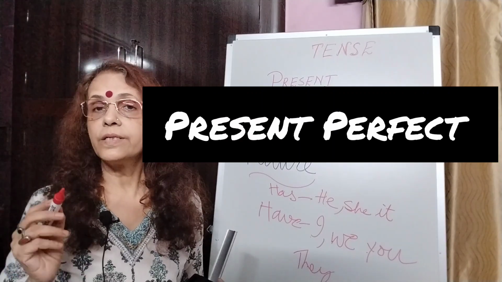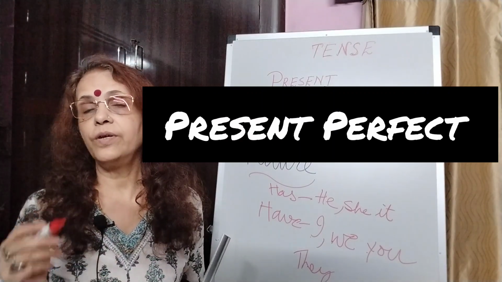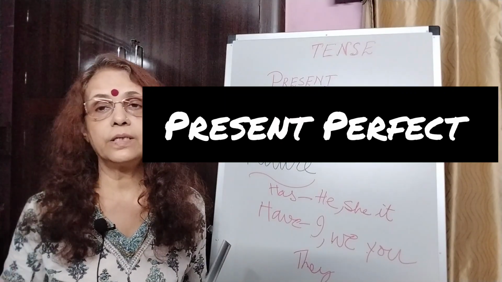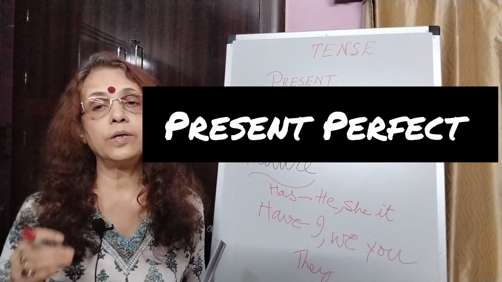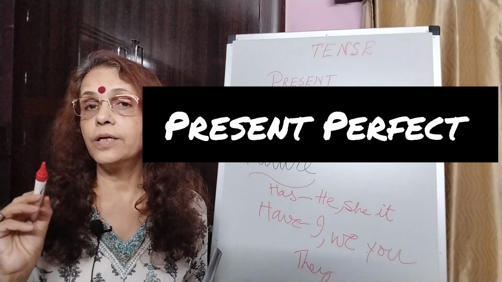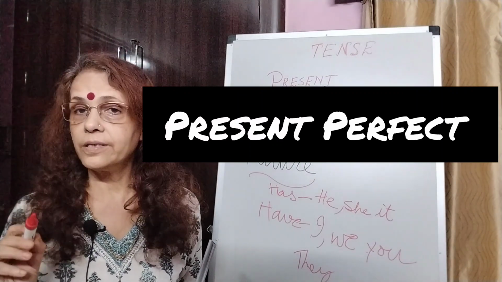So this is where we use has, and we use have for both the first person singular and plural, the second person singular and plural, and third person plural number. Only for the third person singular number we use has, right?